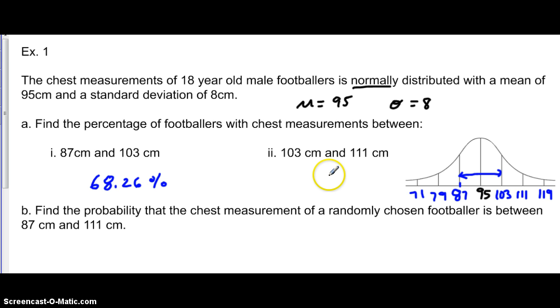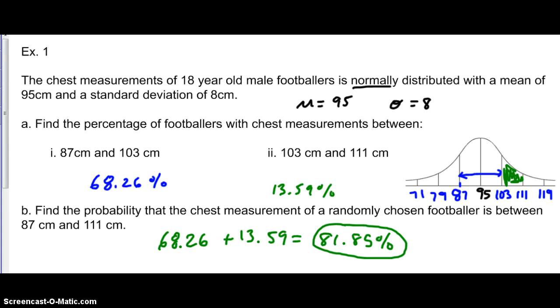Then if it falls between 103 and 111, they're talking about this section here. Okay, and remember from our graph there that that percentage is 13.59%. So go ahead and pause the video and try part B. So for part B, you should realize it's from 87 all the way to 111, which is the two sections we just talked about. So you can add your two percentages and get 81.85%.